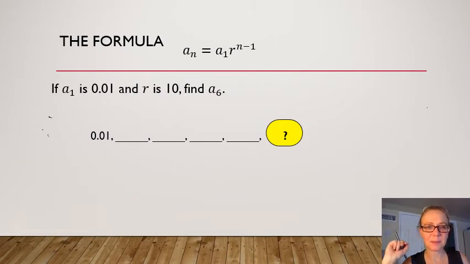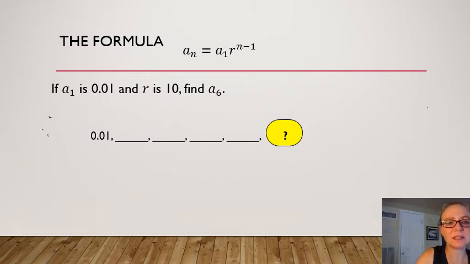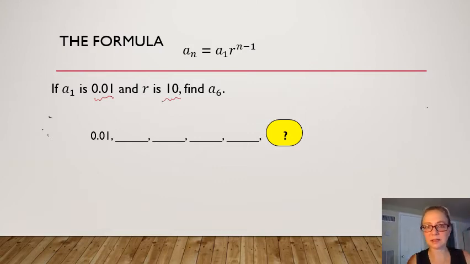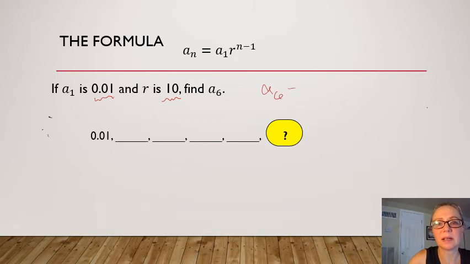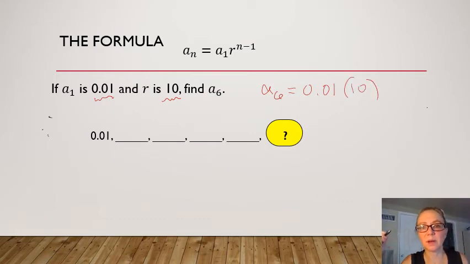So let's take a look at an example, and then we'll practice that. All right, here we go. If a sub 1 is 0.01 and r is 10, find a sub 6. So we're going to plug in the formula. A sub 6 is a sub 1 times r, which is 10. And now we raise 10 to the power that's 1 less than 6, or 5. And 0.01 times 10 to the 5th is 1,000.